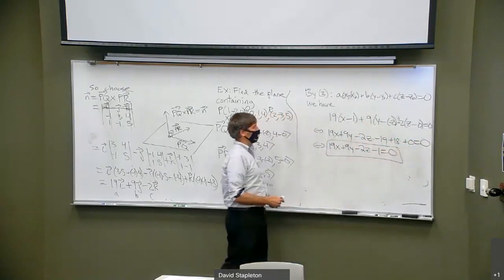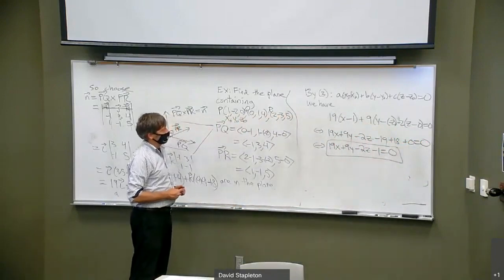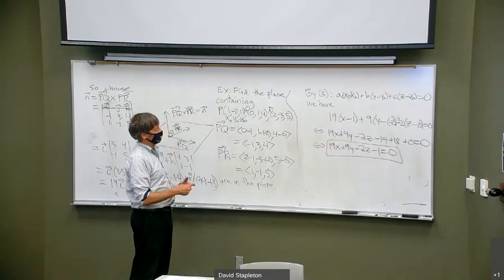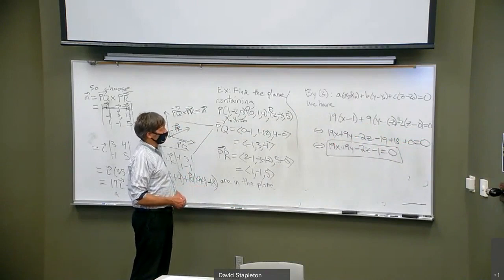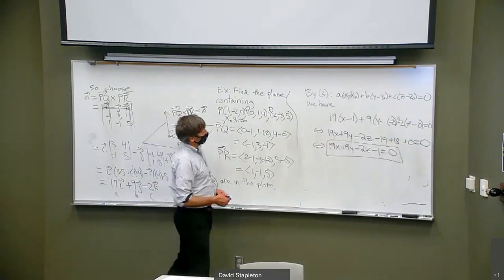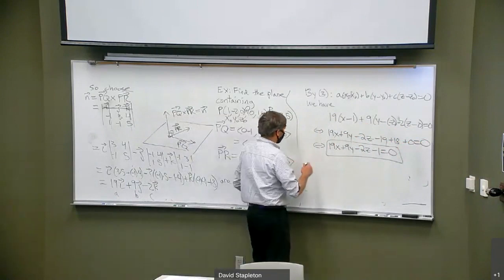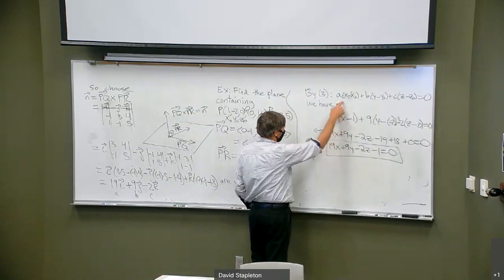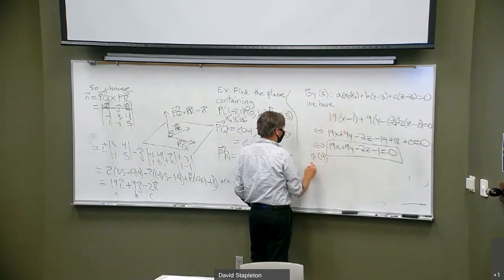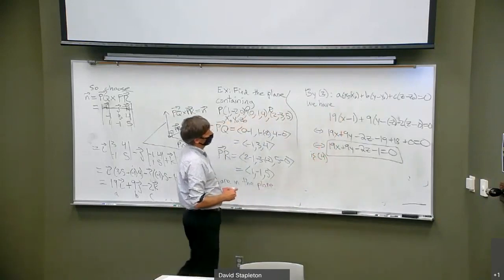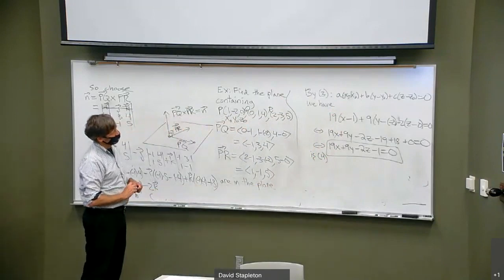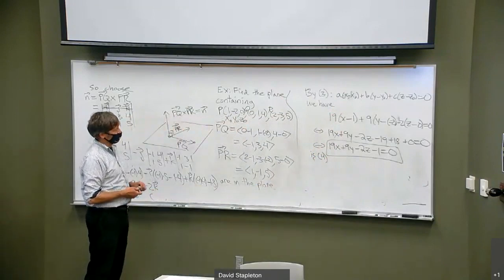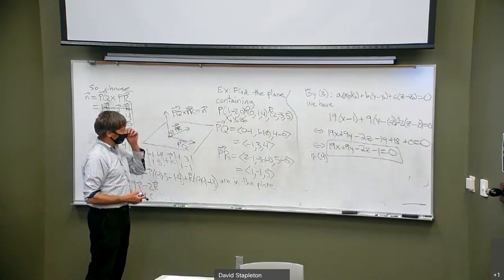Just like you like to write equations for lines either in slope-intercept form, y equals mx plus b, or sometimes in general form, ax plus by plus c equals 0, to make them easy to read, we like to put these into the form ax plus by plus cz plus d equals 0 for simplicity rather than leaving it in point-normal form. A linear equation in three variables is a plane.